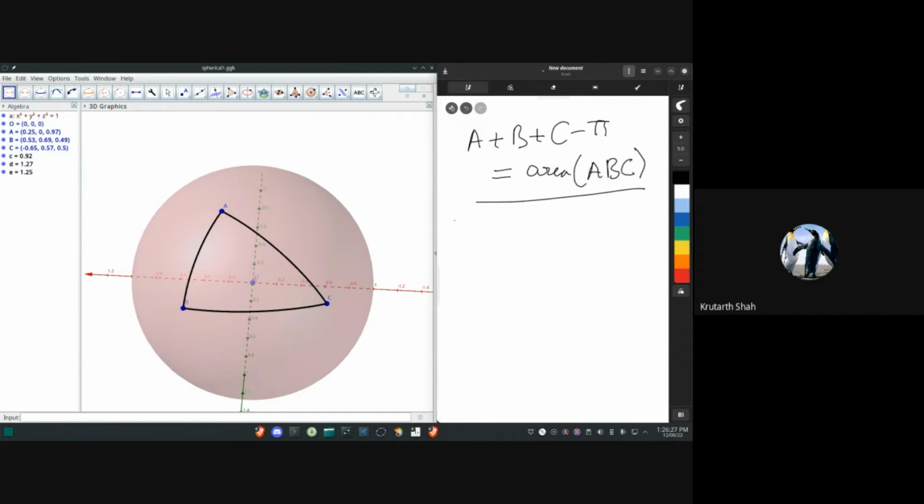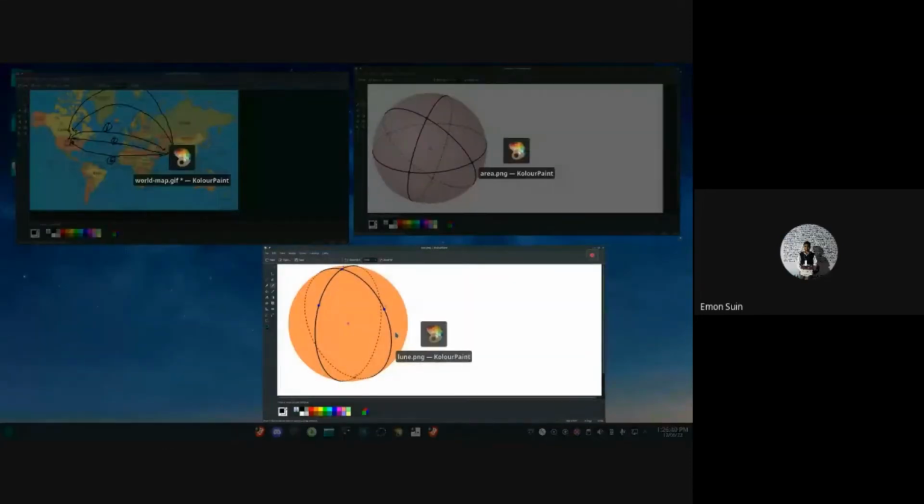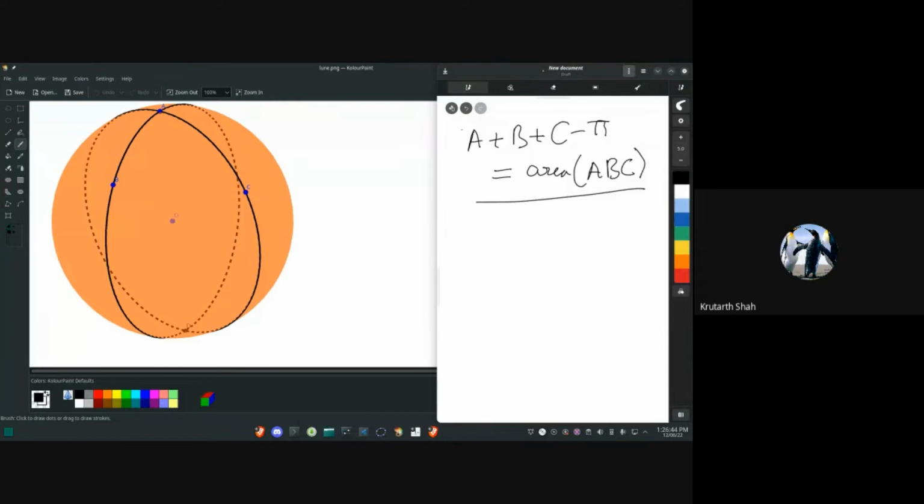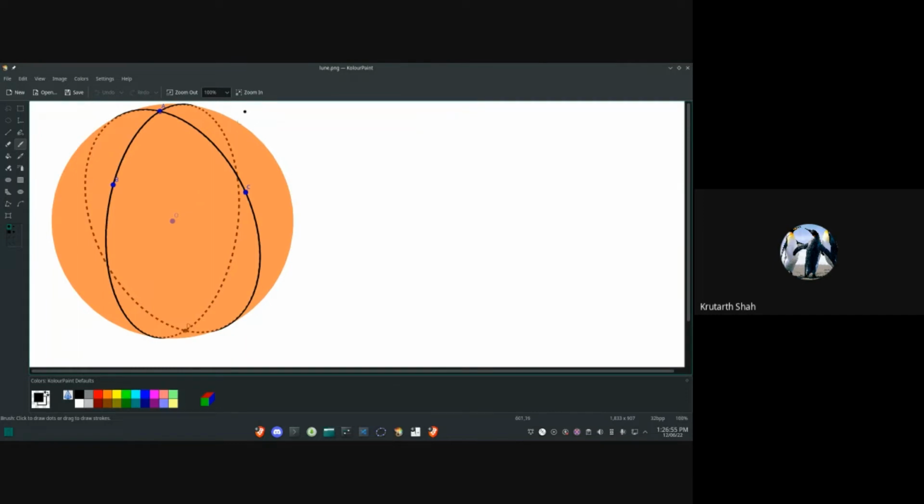Right. So how do we prove this? For this, we'll use one small lemma. Okay, before that, I'll introduce a term. The a plus b plus c denotes the angle, angle A plus angle B, this is the spherical angle, so the angle between the tangents. Right. So this area is called a loom.